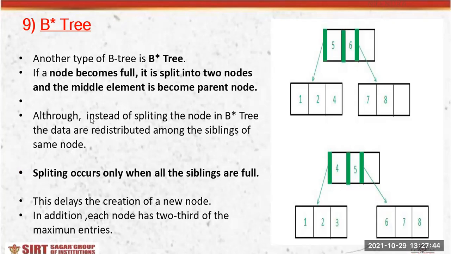So instead of splitting the node in the B star tree, the data are redistributed among the siblings of the same node. Instead of splitting a node to follow the bottom-up approach, what you can do is redistribute the siblings, so that you get completely full nodes.